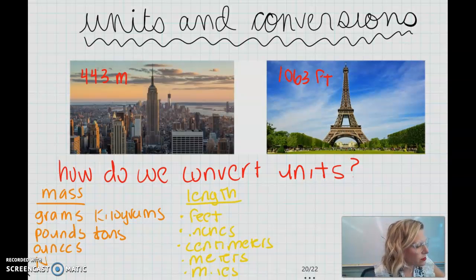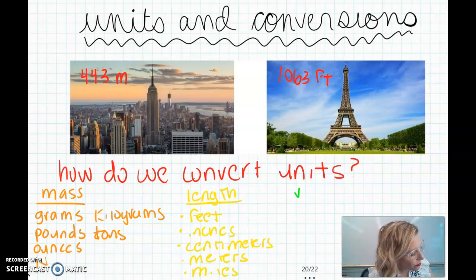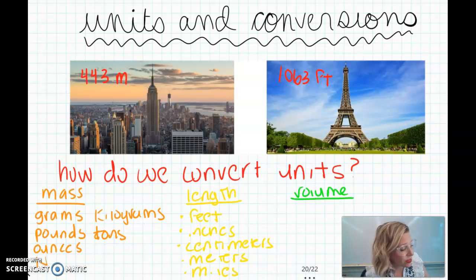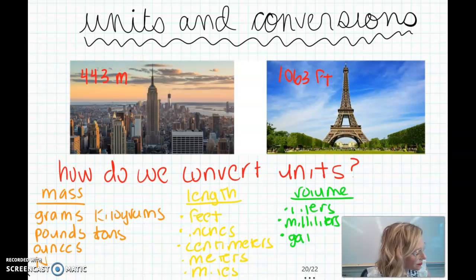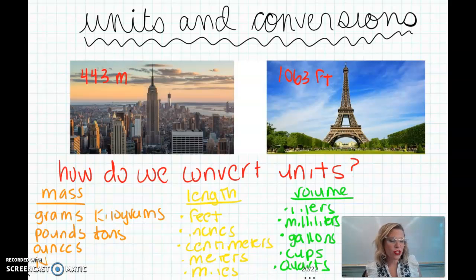Okay, and what are some of the ways that we're going to measure volume? Some of the ways that we measure volume, we measure it in liters. We measure it in milliliters. Okay, we are going to measure it in gallons or in cups. Or what else did they suggest? They suggested quarts.